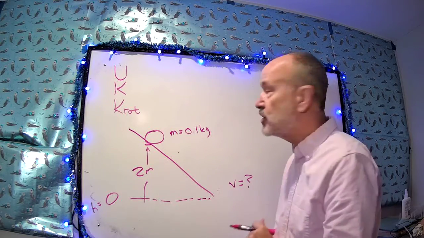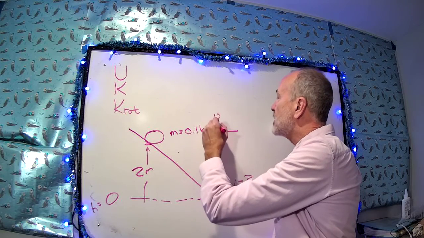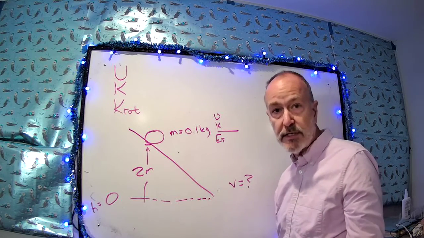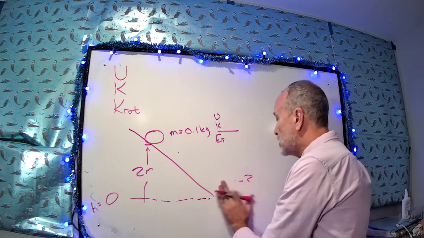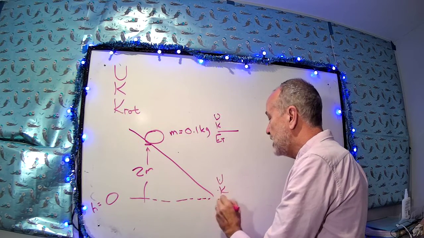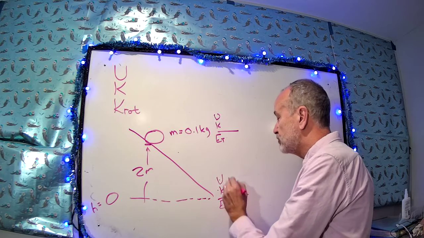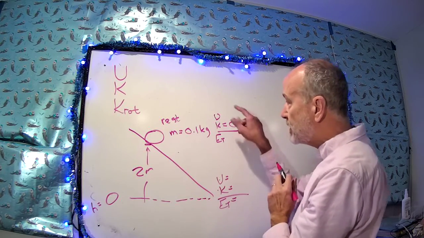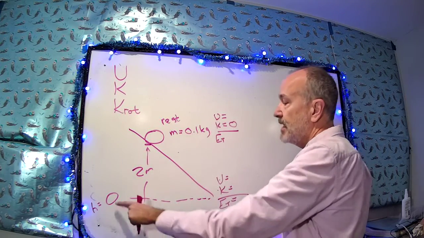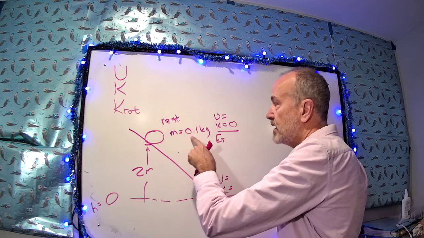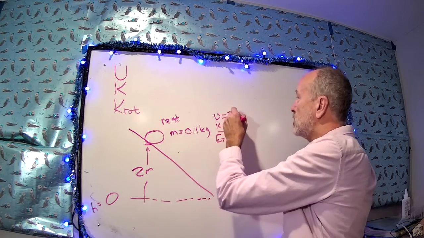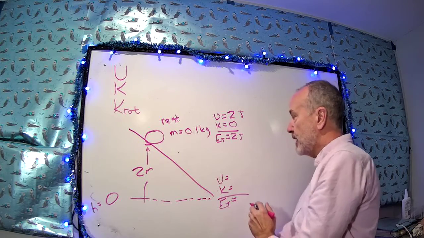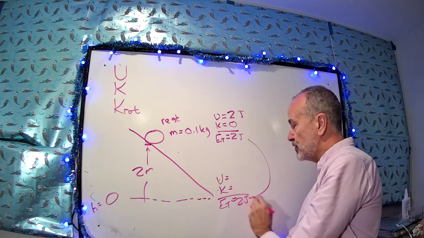Now before, what we could do is say U plus K equals total mechanical energy at the top. If there's no work done on the system from outside, the total energy is conserved. U plus K equals the total energy at the bottom. If it starts from rest, kinetic energy is 0. Potential energy is mgh relative to this point, so 0.1 times 10 is 1, times 2 is 2 joules. Total energy is 2 joules, and that's the same down here, 2 joules of total energy.